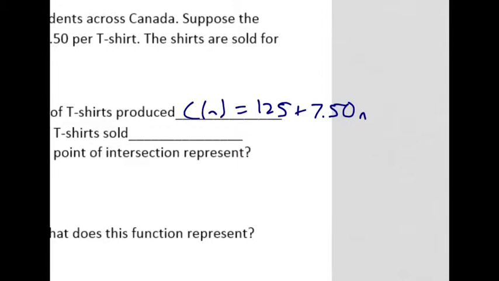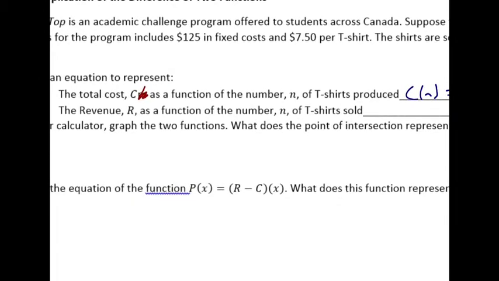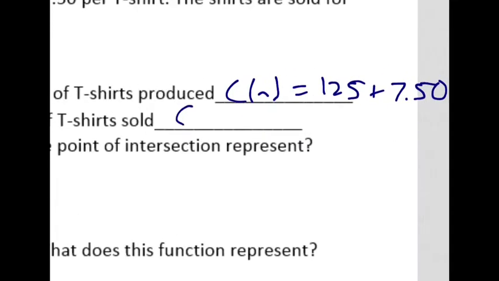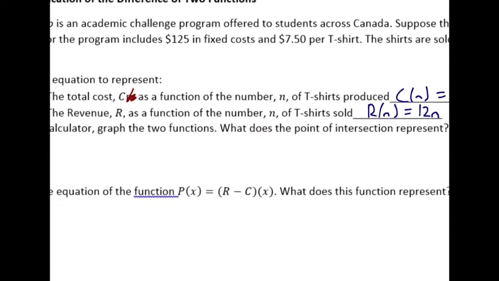And then the revenue as a function of the number of shirts sold. This is money coming in. How would you model that function? 12N, right? There's just $12. Sorry, I should use R, not C anymore. R of N equals 12N. Okay? So we've got one function that represents how much the organizers of the event have to pay for N number of shirts, and another function that represents how much money they bring in based on the number of shirts that they sell. Okay?